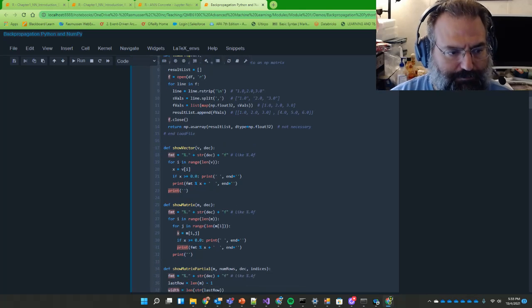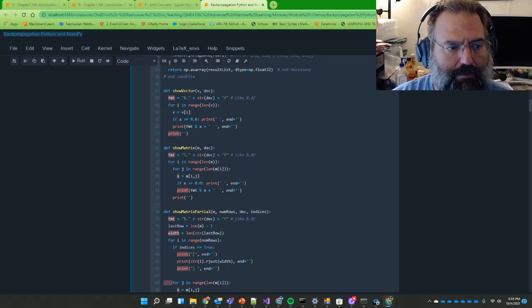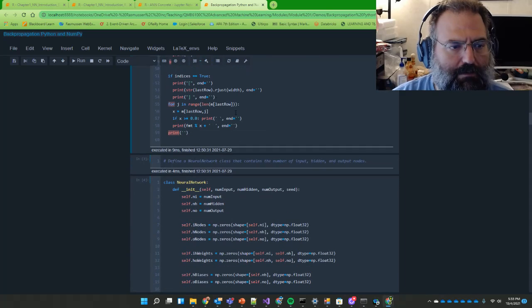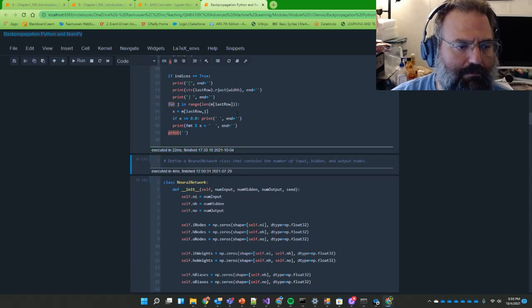Load a file, be able to show a vector, show a matrix, show part of a matrix. I'll go ahead and run those so that they're available.